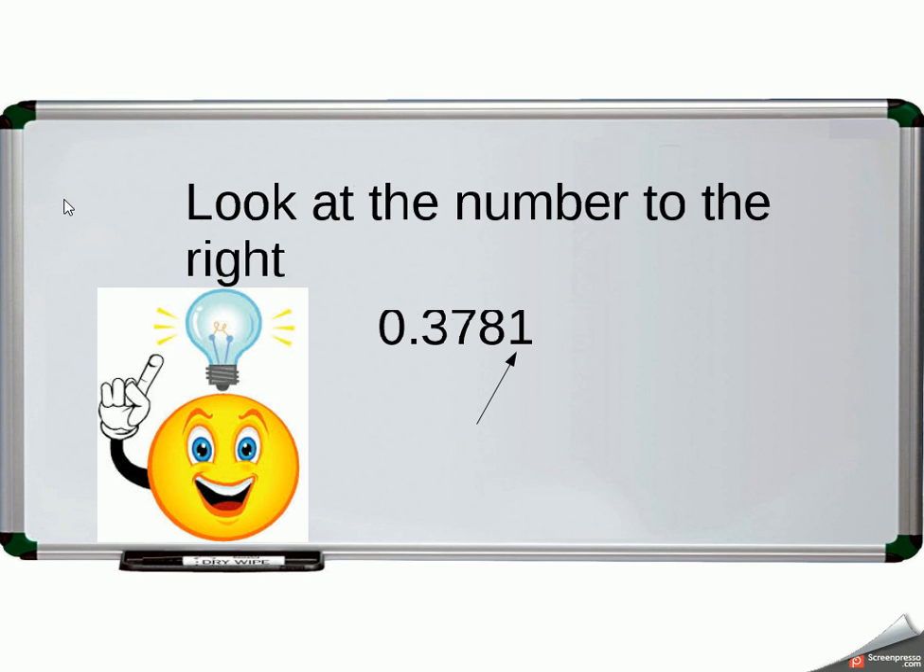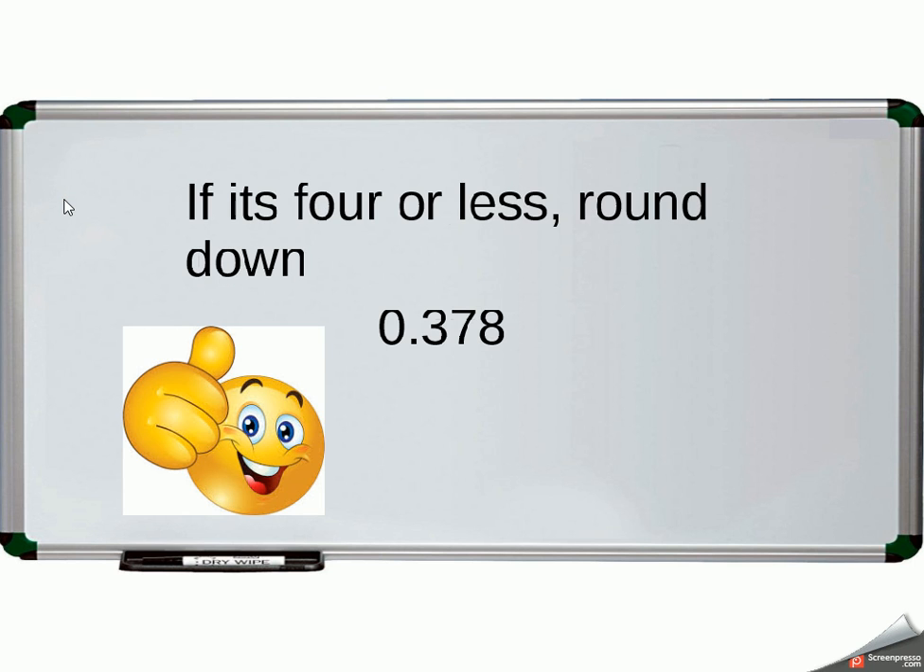Look to the number on the right of it. In this case, it's the number 1. And because that number is 4 or less, we round down. So we don't change any of the third decimal place. We just chop off the rest of it. And there's the answer, 0.378. So it's very similar to rounding above the decimal places when we're doing tens, hundreds and so on.